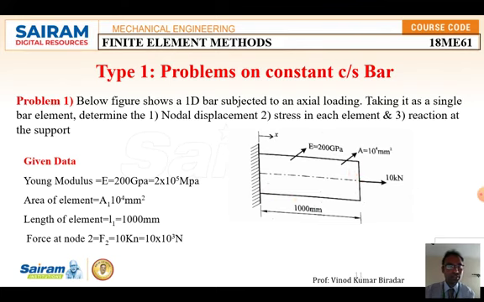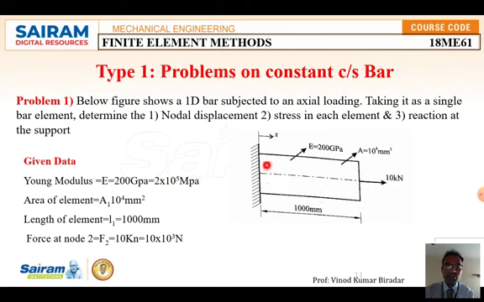So what is the first step? You have to read the problem. It belongs to type 1, and note down the given data. Young's modulus for the given bar element is E equal to 200 gigapascal. You have to convert it into Newton per mm square, that is 2 into 10 to the power of 5 megapascal, or Newton per mm square. Both units are the same.